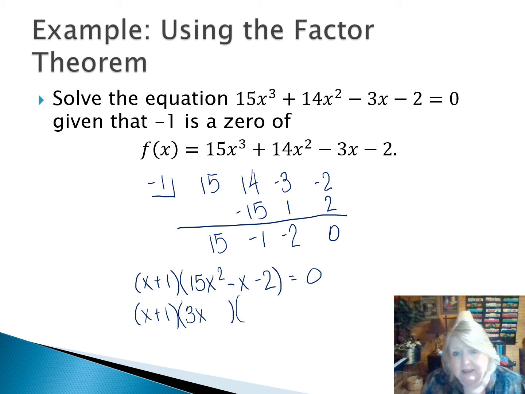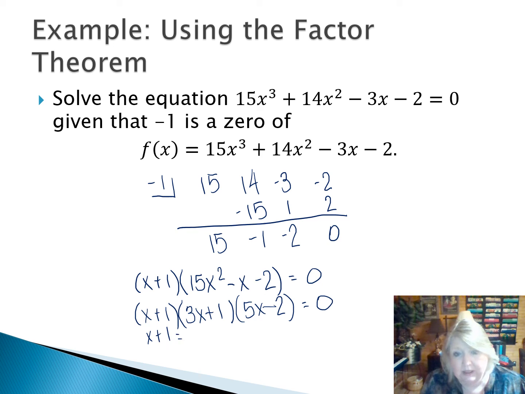I can easily make a 5 out of the 15x squared. That's going to be 5 times 3. To make a 6, I also need to say 2 times 3. And that's going to leave the x to be the 1. The biggest product needs to be negative, so that means the 6 needs to be negative, and the 5 needs to be positive. Now that I've factored it, I've got 3 factors multiplied together to give me 0. So one of those factors must be 0.